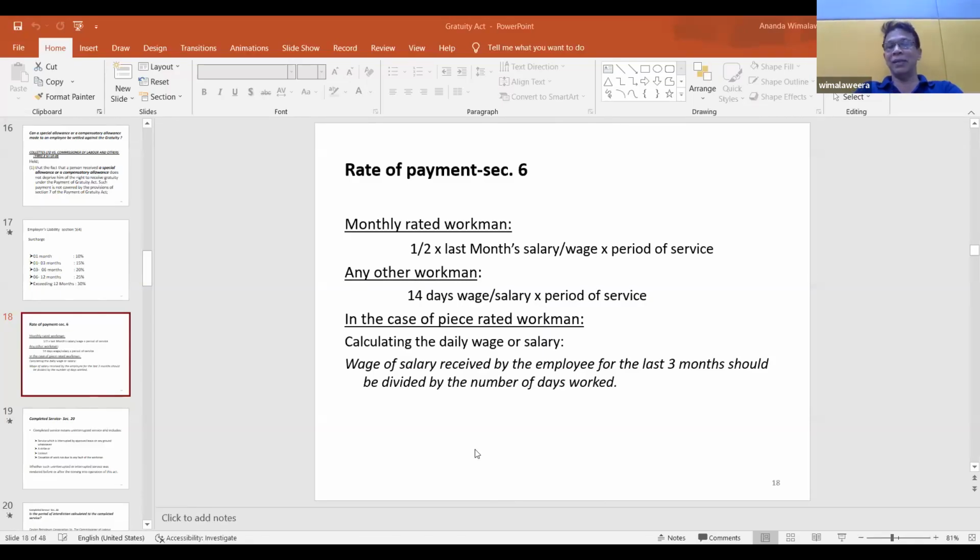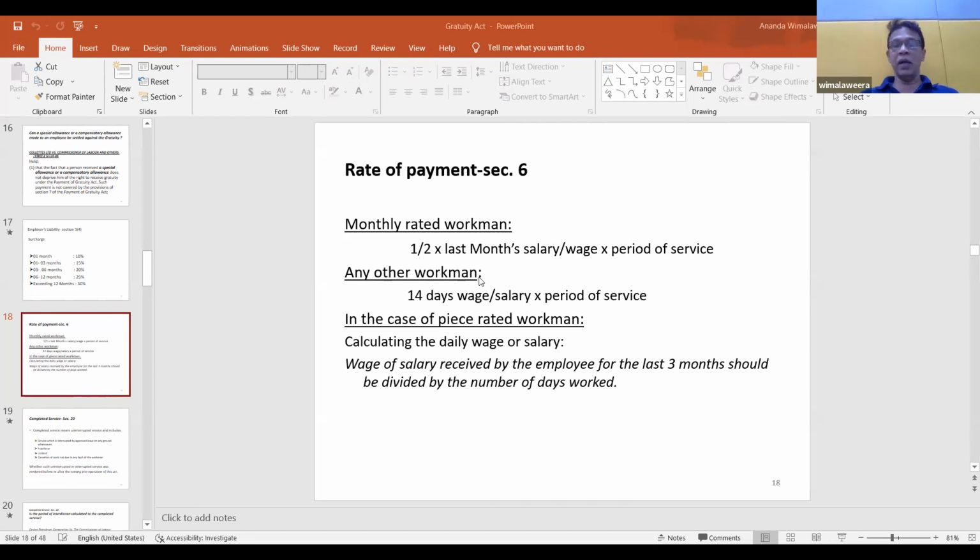Rate of payment, section 6 of the Gratuity Act. Monthly rated workman: half a month's last drawn salary, right? Sorry, not divided. Half a month's last month's salary or wage into period of service.